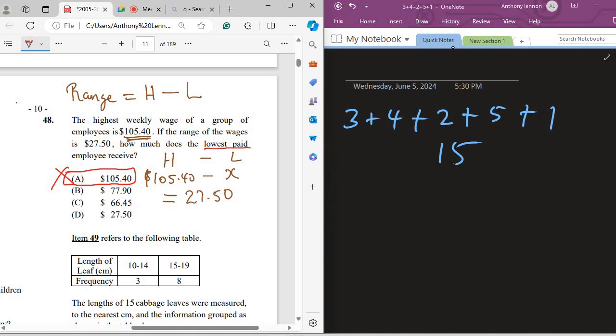Don't worry about a lot of words. It says the highest is $105.40, and we have that covered right here. The lowest they didn't give us, but they gave us the range, which means the highest minus the lowest.